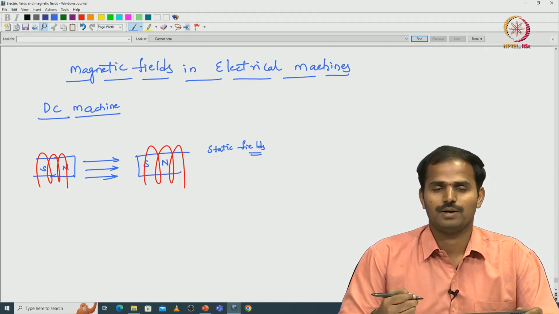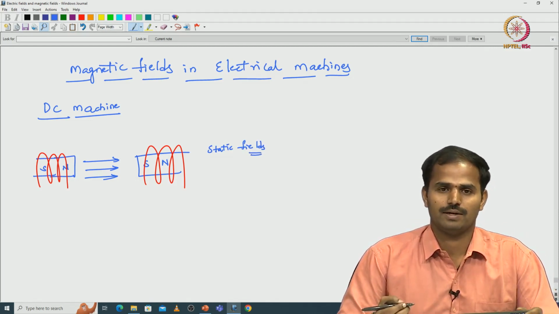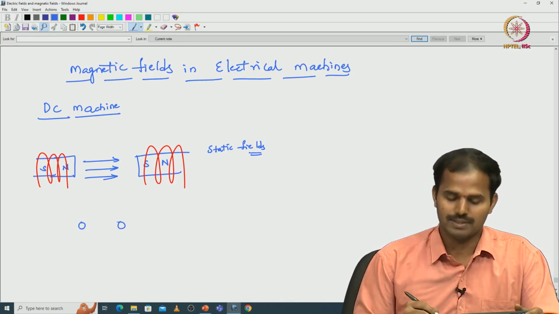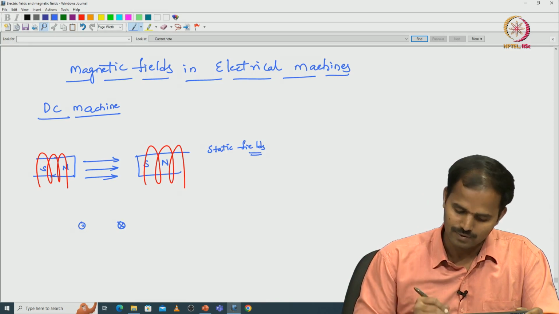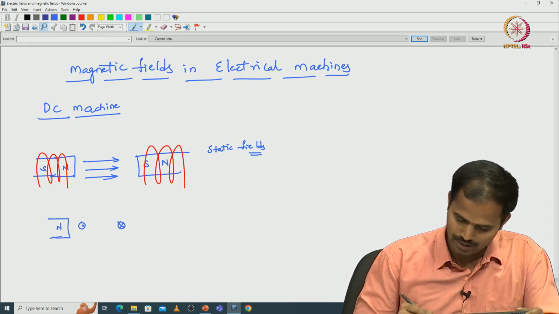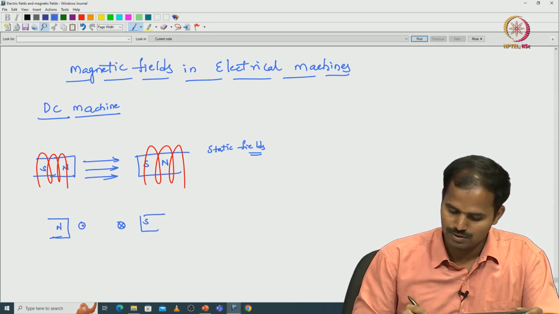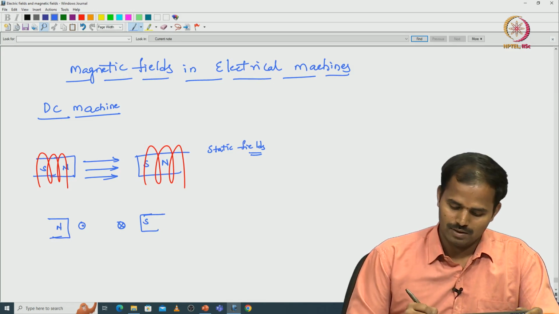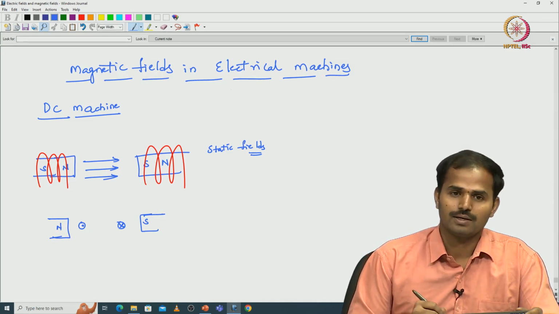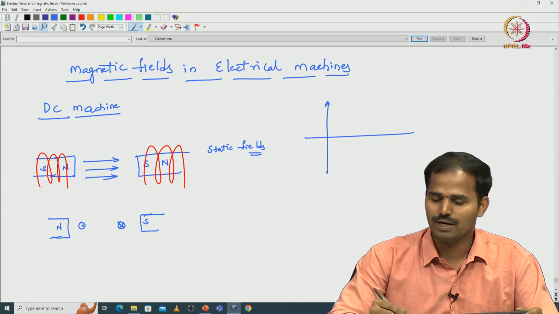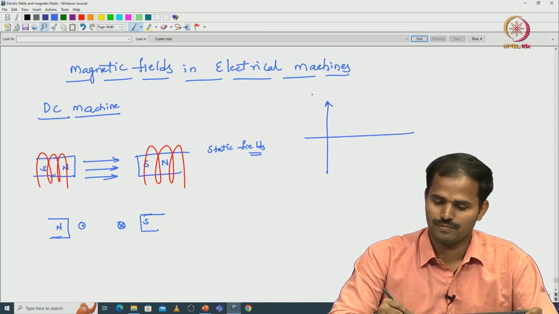But inside the rotor, what kind of magnetic fields are there? Let us consider a single conductor at the armature side. This side cross and this side dot. I am considering here north and here south. So with respect to one particular conductor, we will see the current is entering at the cross side and leaving at the dot side. First we will see what kind of current we are giving.